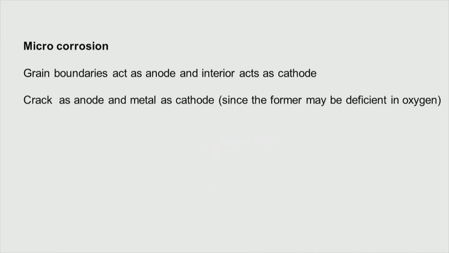Okay. Of course, you can also have micro corrosion, because the grain boundaries act as anode and the interior part acts as the cathode. So, there could be a current flowing and the grain boundaries could get disturbed. Sometimes cracks in metals can act as an anode and the remaining metal can be a cathode, because the cracks may have less oxygen. So, there is a difference in homogeneity in the amount of oxygen present. That is called micro corrosion. That also could be a serious problem.